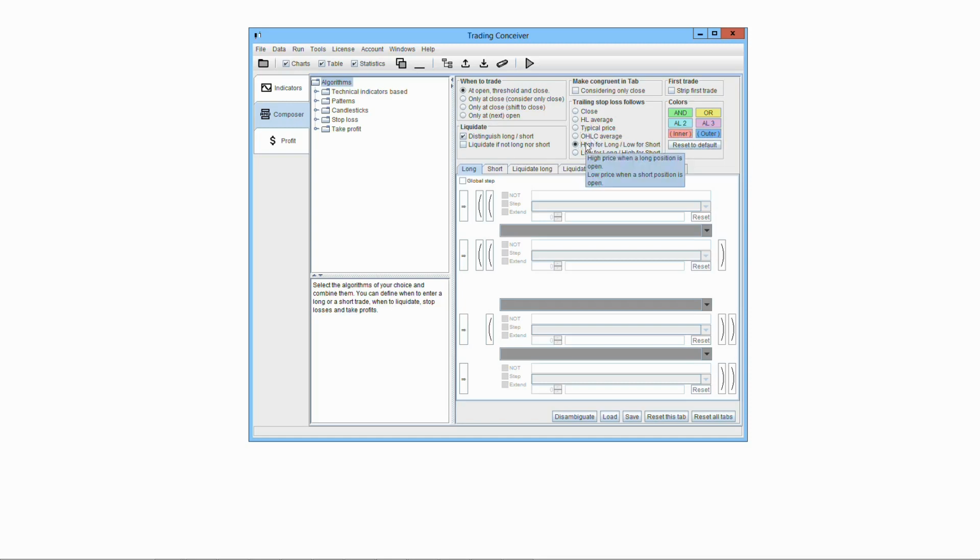High for long, low for short. That is high price for long positions and low price for short positions. Low for long, high for short. That is low price for long positions and high price for short positions.